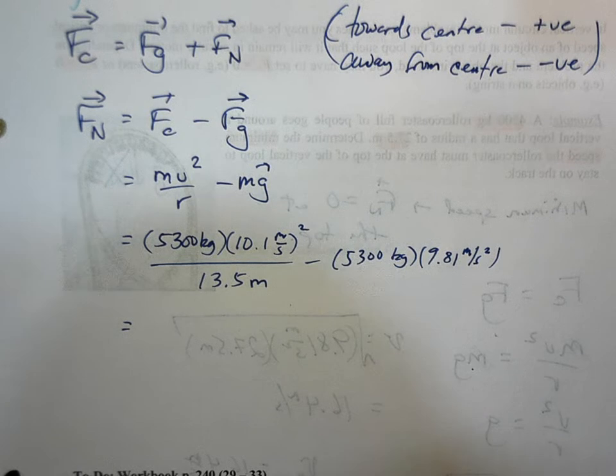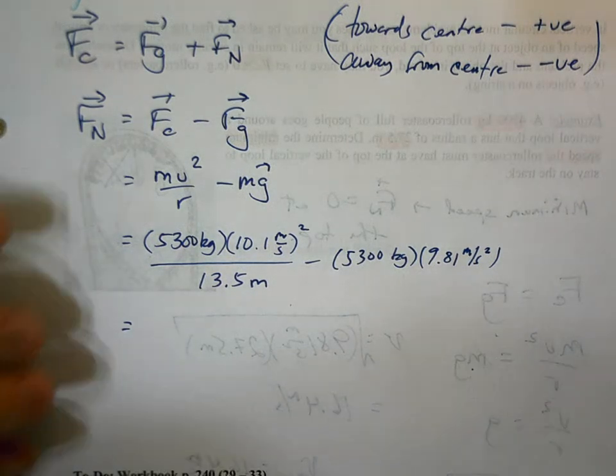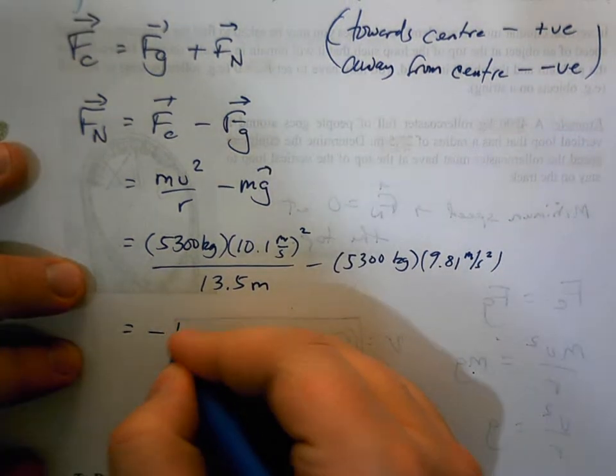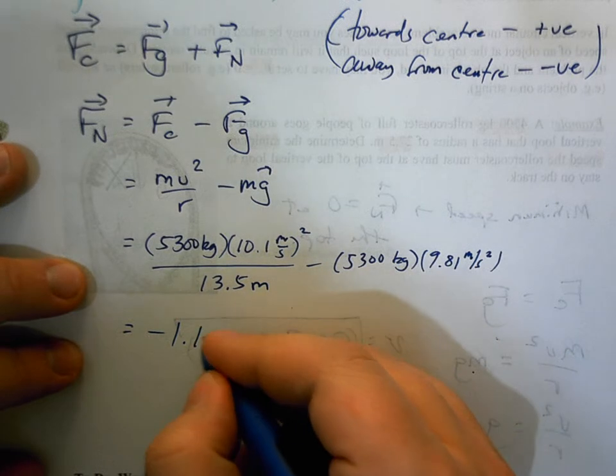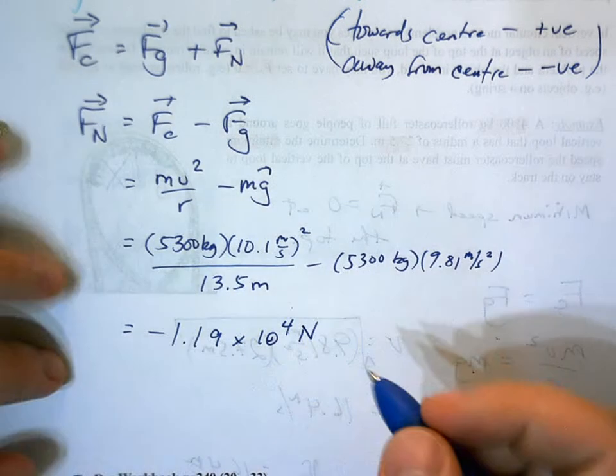So there's a lot of terms in here, a lot of places you could make mistakes. Just enter these really carefully. So what I'm going to get here is about negative 1.19 times 10 to the 4 newtons.